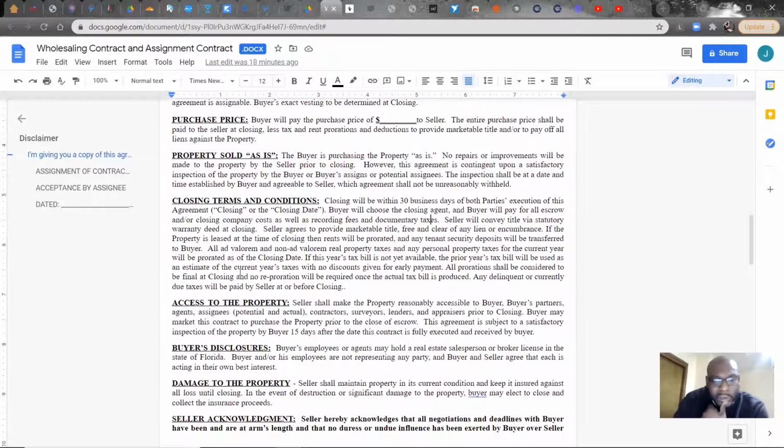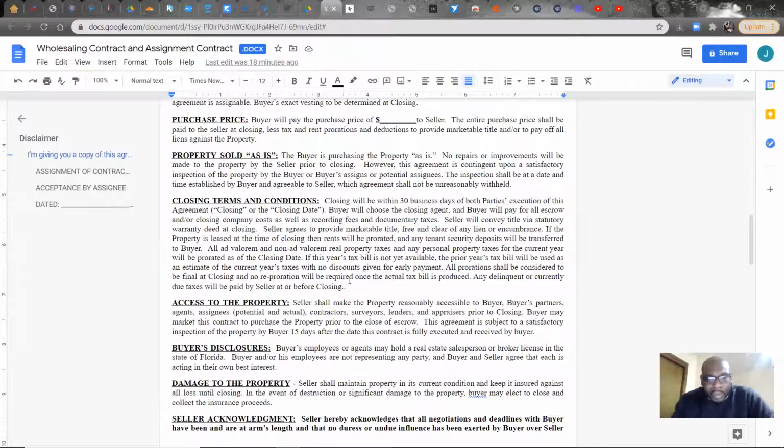Property sold as is. Closing terms and conditions. Closing will be within 30 business days of both parties' execution of this agreement. Buyer will choose the closing agent, that's you, and you choose the closing attorney or the title company. And buyer will pay for all escrow and or closing company costs as well as recording fees and documentary taxes. Now, that's not you. That will be the cash buyer paying for that.